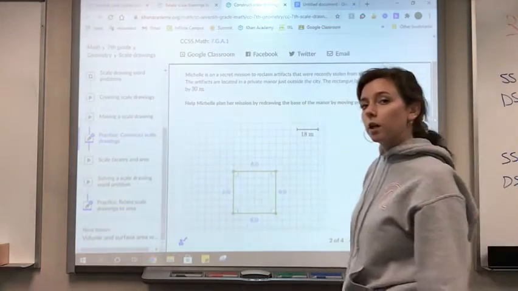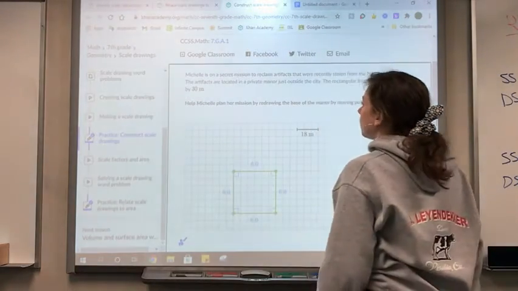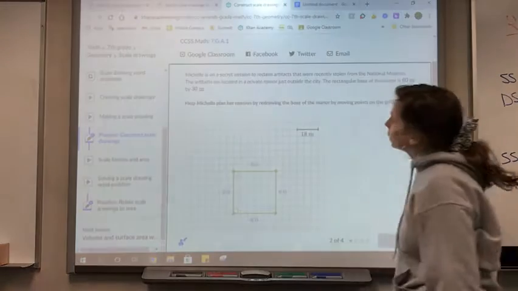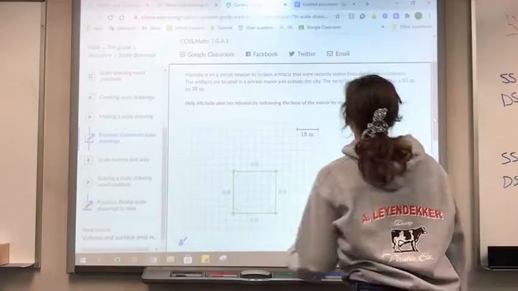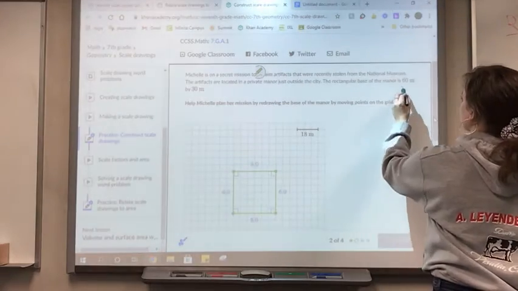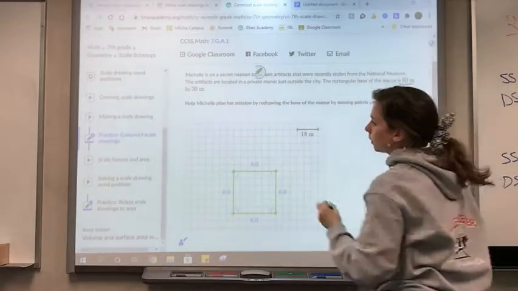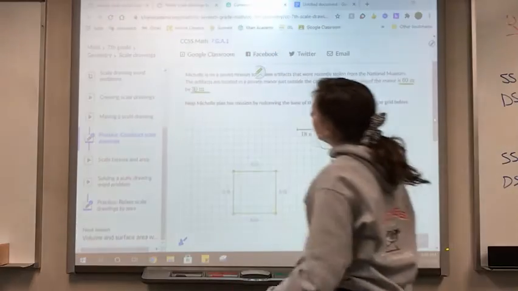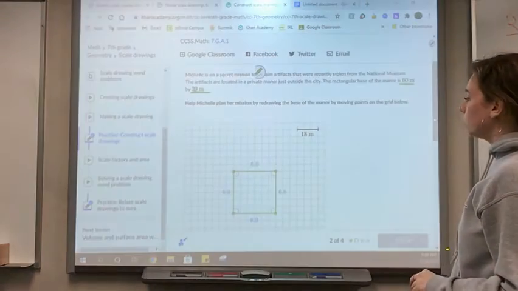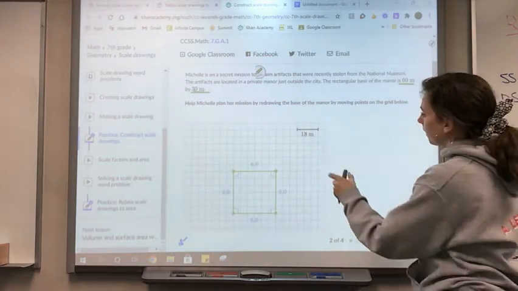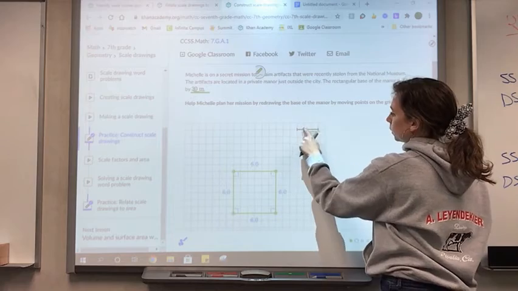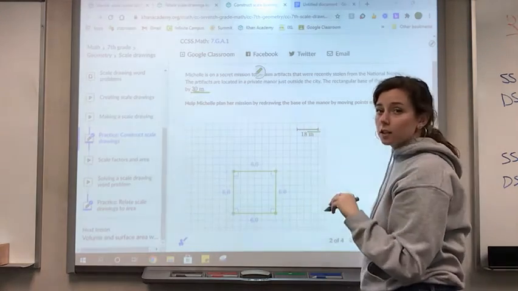All right, next we're going to work on constructing scale drawings. So it tells us that Michelle is on a secret mission to reclaim artifacts that were recently stolen from the National Museum. The artifacts are located in a private manor just outside the city. The rectangular base of the manor is 60 meters by 30 meters. Help Michelle plan her mission by redrawing the base of the manor by moving points on the grid. So here we can see that 18 meters is equal to 3 units, so that's our scale.